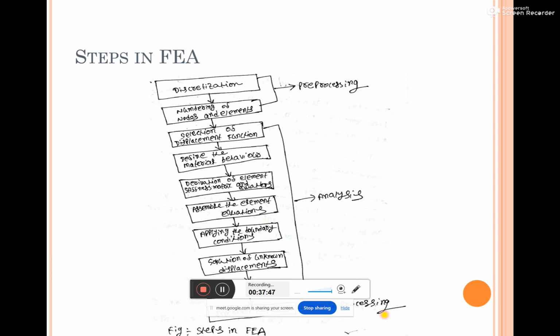There are mainly three stages in the FEA, finite element analysis. Stage one is the pre-processing, the second one is the analysis, and the third stage is the post-processing, where we see how the stress is distributed at the different nodes and elements. There will be different colored, shaded graphs we can plot. Such things come under the post processing.